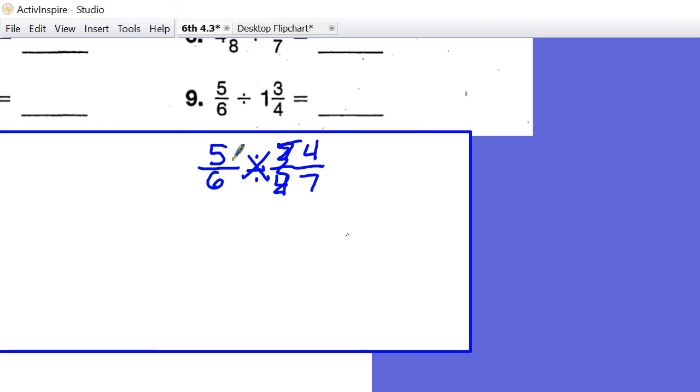Now I should check for things to simplify. 5 and 7 don't simplify, but 4 and 6 do. 4 and 6 share a factor of 2. 4 divided by 2 is 2, and 6 divided by 2 is 3. Now I have 5 times 2 is 10. And 3 times 7 is 21. And 10 and 21 cannot simplify. The answer is 10/21.